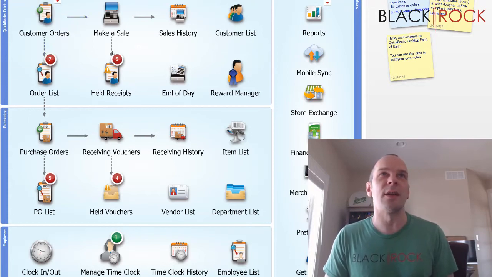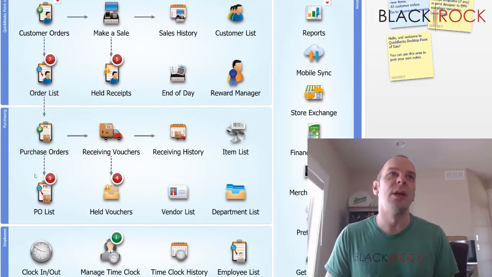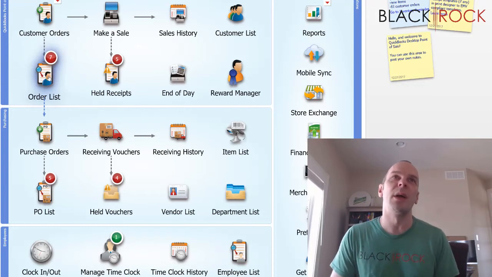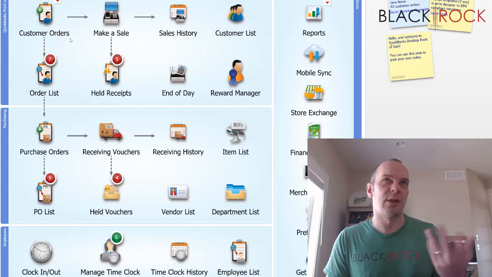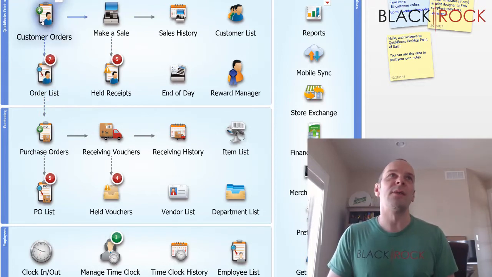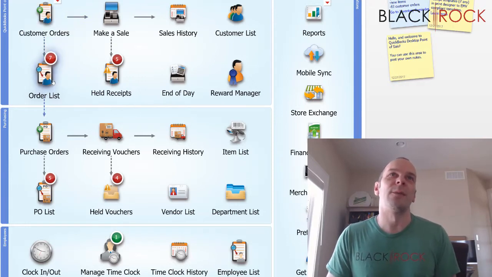Now you see some arrows on this home screen, and they kind of direct you in where the workflows go. So when you make a customer order, it sits in the order list until it either gets closed or the customer comes and picks it up and it gets turned into a receipt because you're checking them out at the end. So the order list just holds all of your open and closed, I guess, customer orders that we went over.